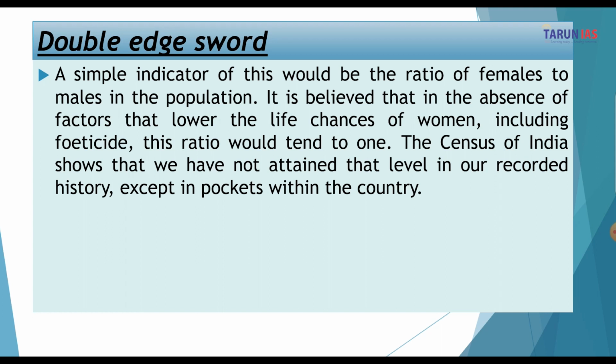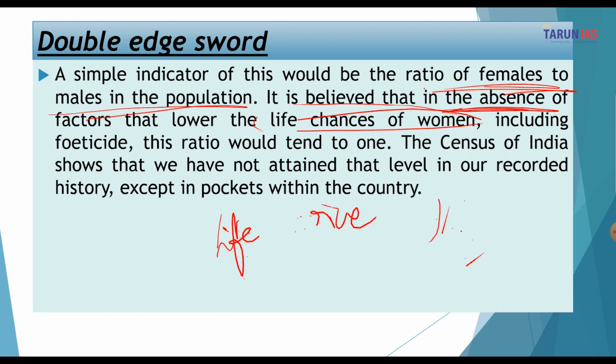There is another indication that the writer points towards with respect to the gender ratio, which is the ratio of females to males in the population. It is believed that in the absence of this factor, there are lower life chances for women. Now there are two things that we need to understand. First is life choices, and second is life chances, right? So what do we mean by life chances and life choices?